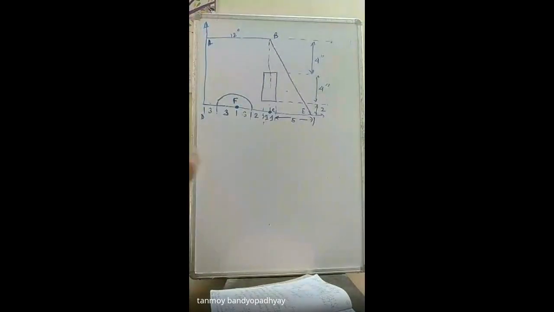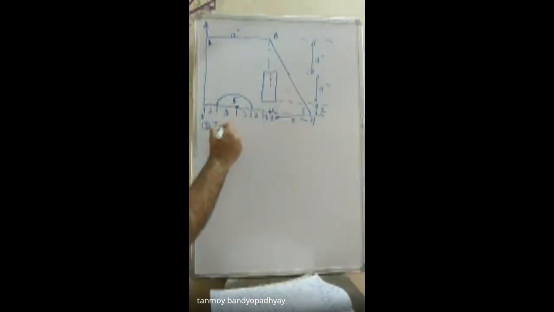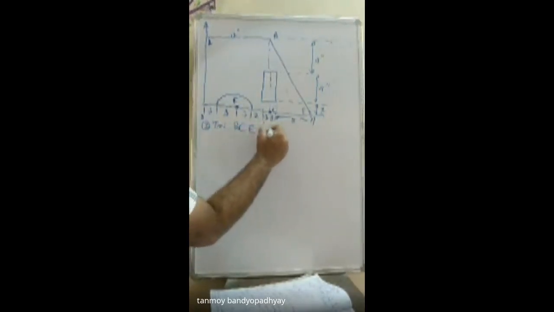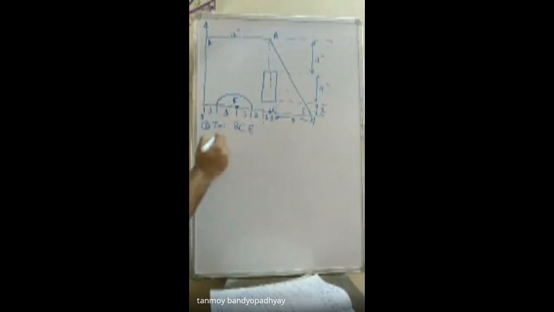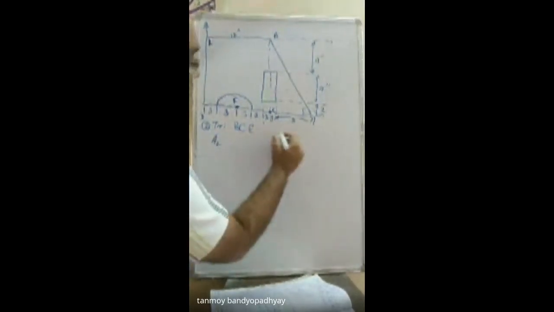Okay. So next one is the triangle. Name B, C, E. So this is 2. So triangle. So what will be A2? So let's draw this triangle.